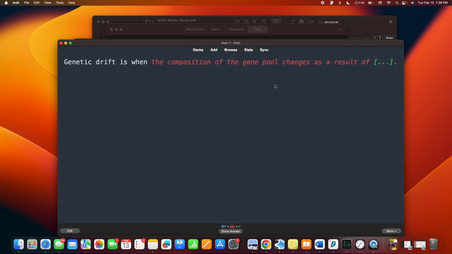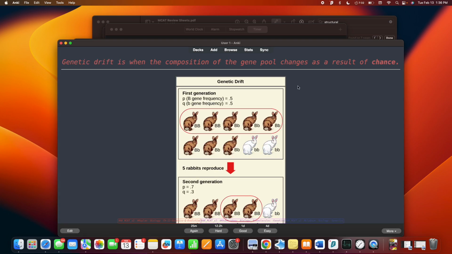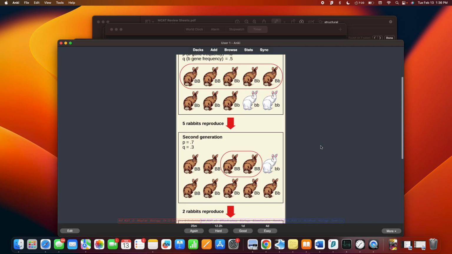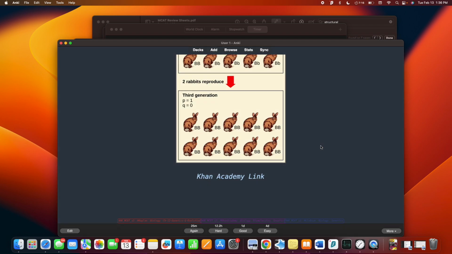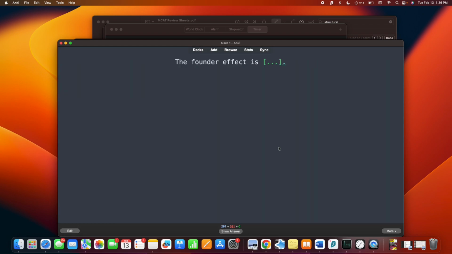Genetic drift is when the composition of the gene pool changes as a result of chance. So like the wind, right? Or that was actually the founder effect. So genetic drift is just based on chance, when the composition of the gene pool is completely based on chance, not natural selection. This is the important concept.